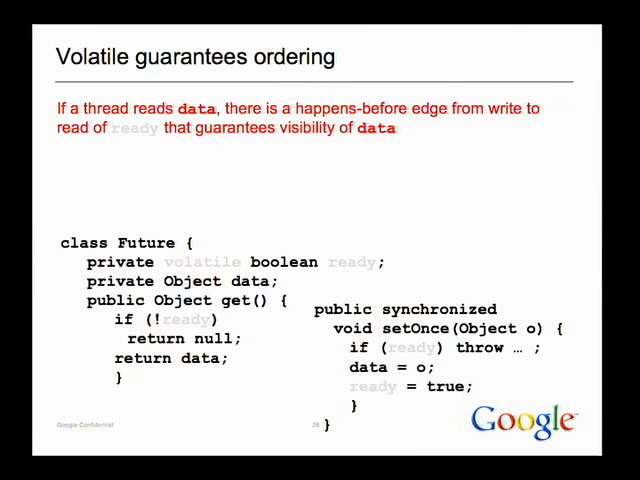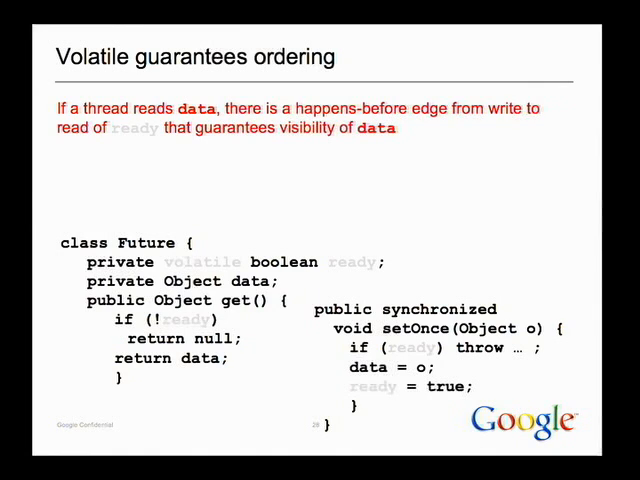So if we don't use volatile here, what can happen in the first thread is that the compiler or the processor or the VM could just reorder the data assignment with the ready equals true. So it would set ready to true first. Then another thread would come along, perform get, and check ready. It would be true, but in the first thread we haven't set data yet. And it would return data, which is some garbage value, some old value, maybe null.